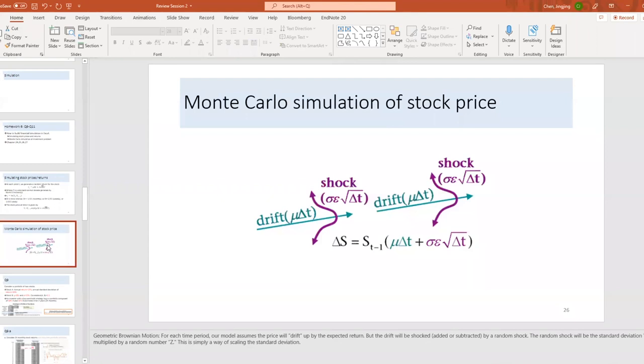To use a graph to simply illustrate that, the mu here simply represents the drift that you have, the average level of this return, and the sigma adds the shock to the price movement or the return movement. So here will be the zig and zag. The magnitude of this shock is determined by this sigma.